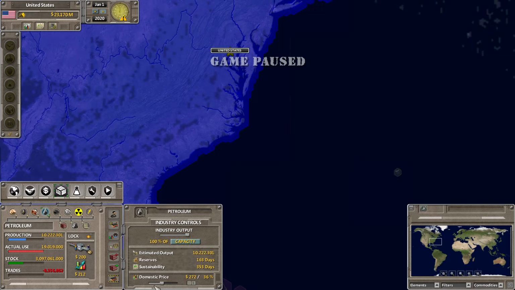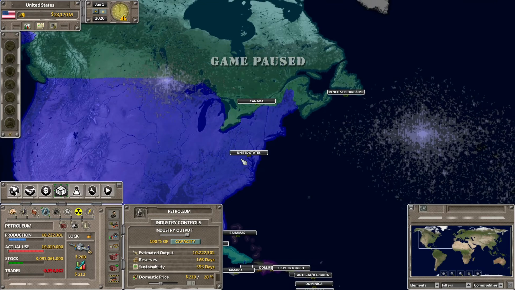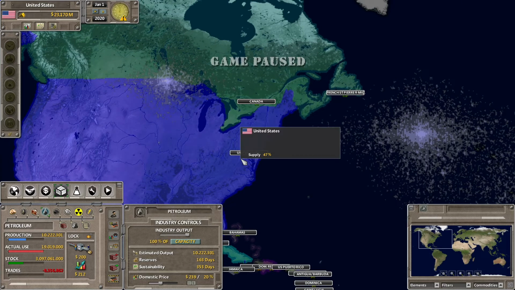And as you see, even if I do, let's see, like a 20% markup here, my domestic price is $2.39 per unit of oil, whereas the market price is $2.12. That's because my production price is $200. It's relative to my production price. It's actually much, much more profitable to sell this good to my population.